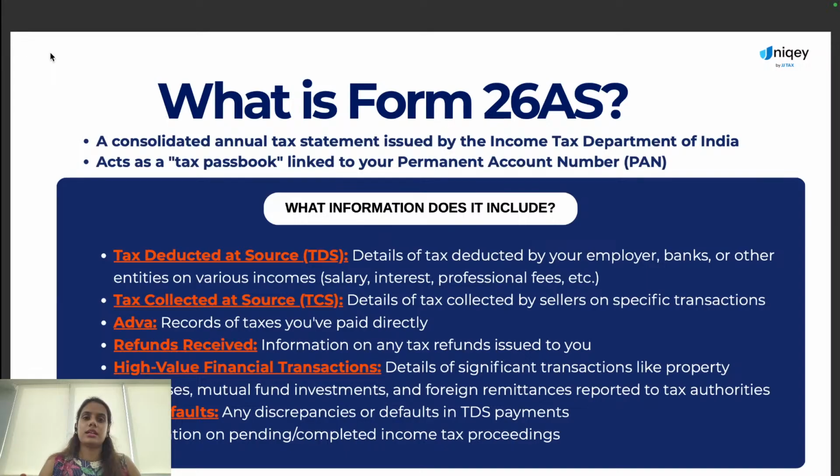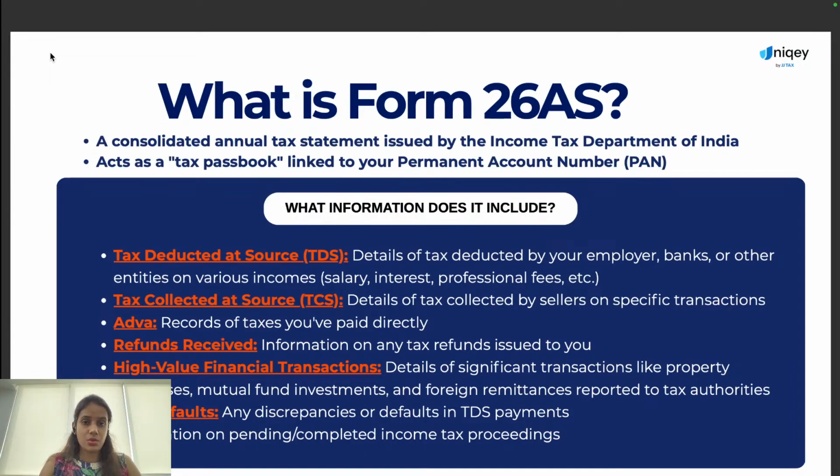So basically, what is the information included in Form 26AS? Here I have listed down all of them. First of all, TDS, tax deducted at source. So details of TDS from your employer or bank. For example, if you have an FD and the bank is deducting tax on your FD interest, details of that and any other entities that have deducted any kind of taxes will be mentioned in Form 26AS.